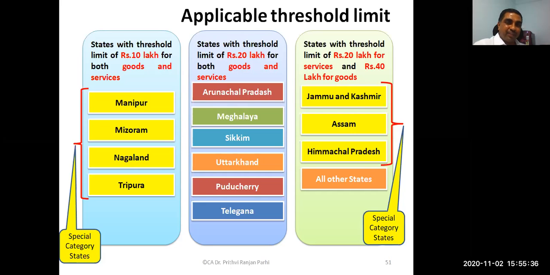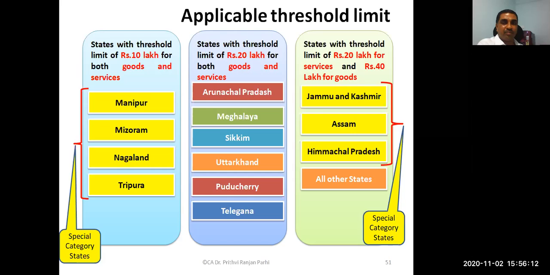Now, after that, in this column, we have listed a number of states where the threshold limit is 20 lakh for goods as well as services. For both kinds of supplies, that means irrespective of whether supply is for goods or for services, the limit is 20 lakh. There are 6 states under this category. Some of you please read the names of these 6 states and try to remember them. Please tell me.